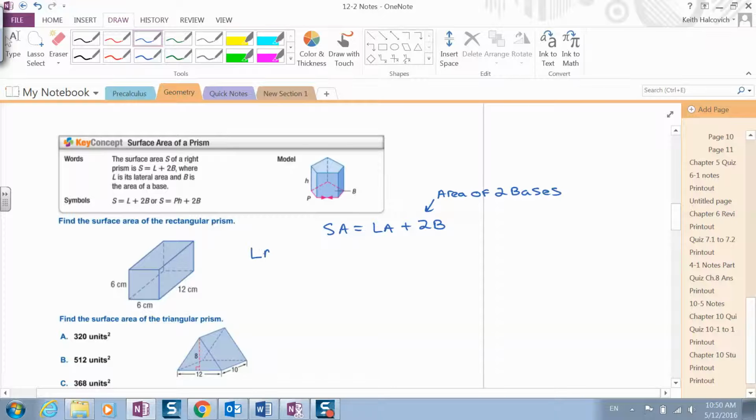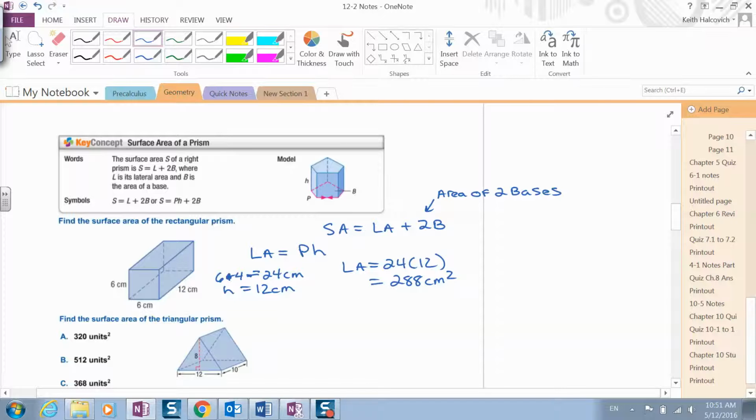So first we're going to find the lateral area. Well, the perimeter of the base is 6 times 4, which is 24. The height is 12, because it goes from one base to the next. So the lateral area is 24 times 12, which is 288 square centimeters.